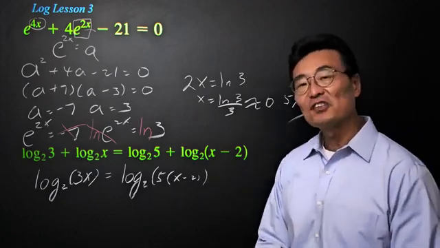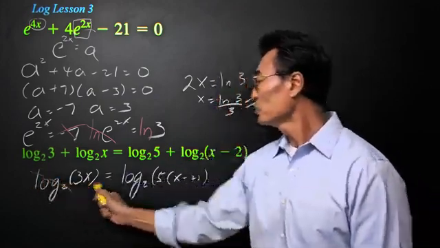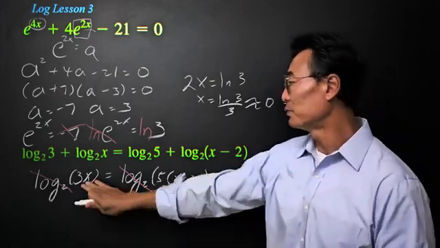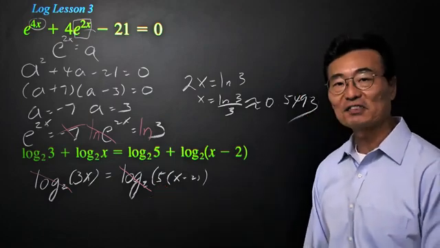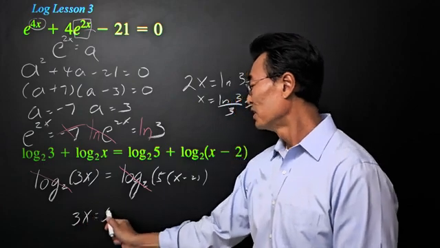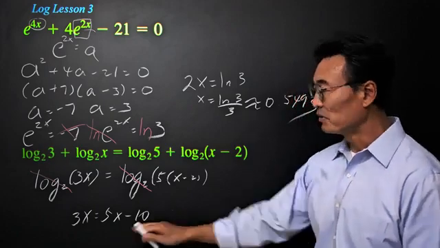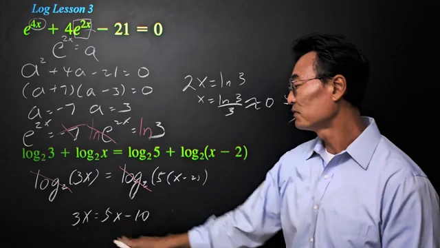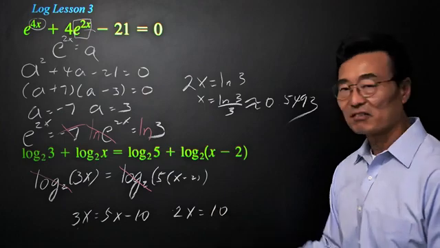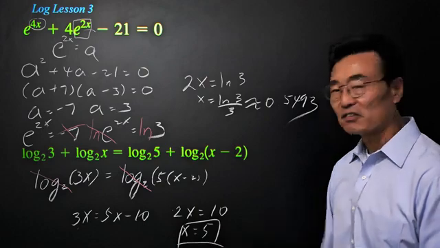And one of the rules is that whenever you have a log of the same base on the left and the right side, we're able to cancel them out or compare just the arguments, where we have 3x equals 5 times x minus 2. And if we simplify that, we get 3x equals 5x minus 10. And then to solve for x, we subtract 3x from the left and the right side, giving us 2x equals positive 10, where our final answer is going to be x equals 5.